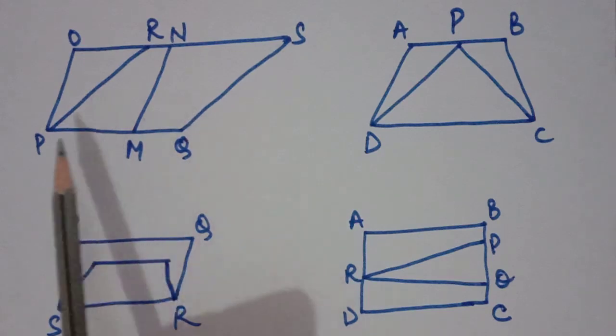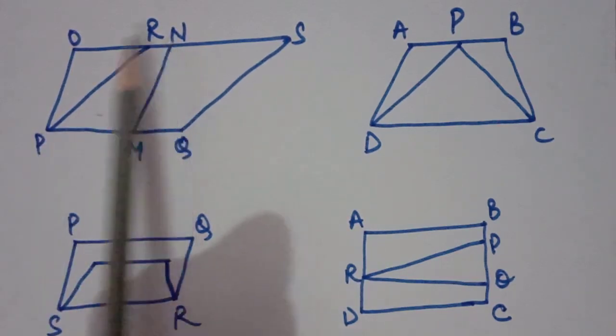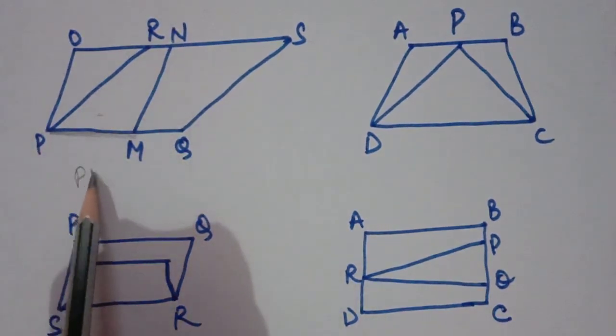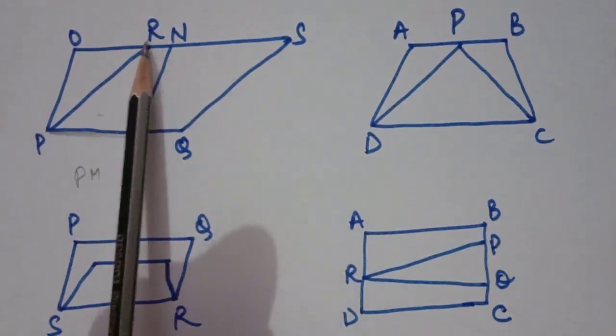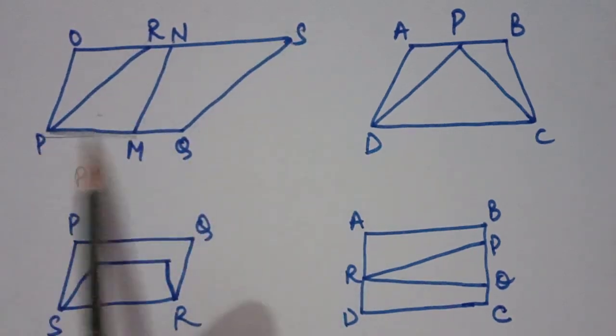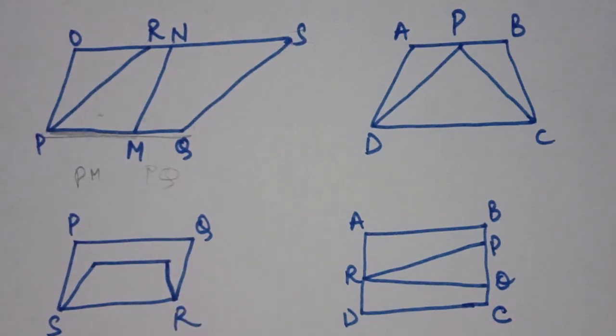So students, let me show you. In this diagram, PMNO, the base is PM, and in the diagram PQSR, the base is PQ. So in this diagram, we don't have a common base.